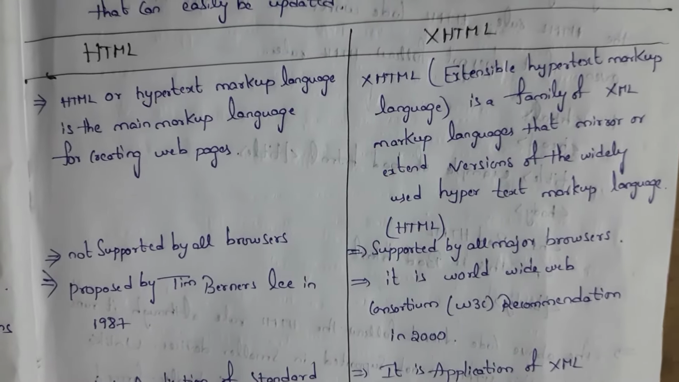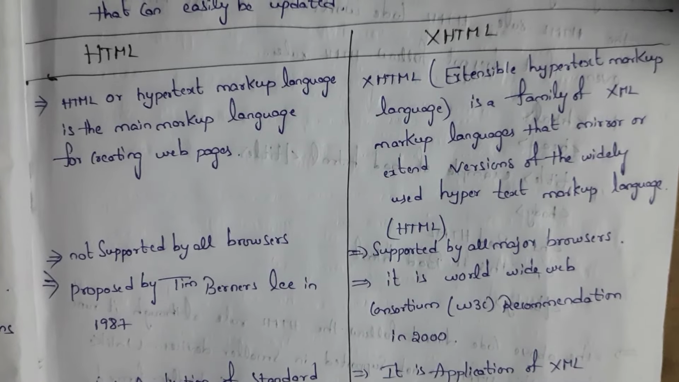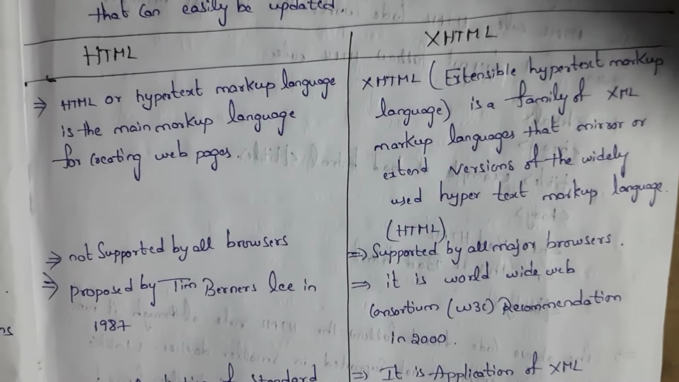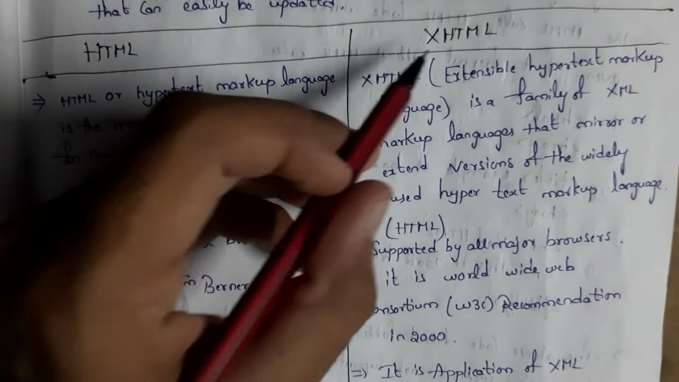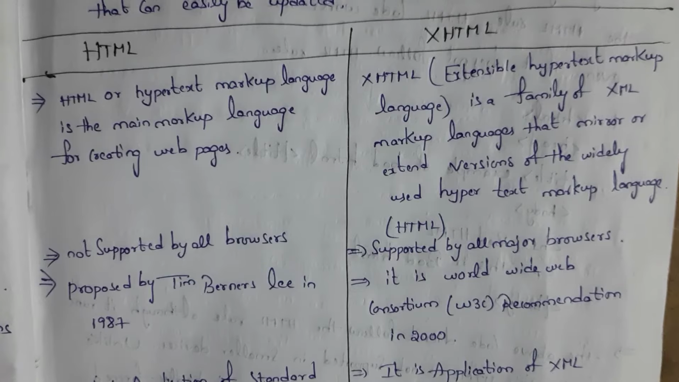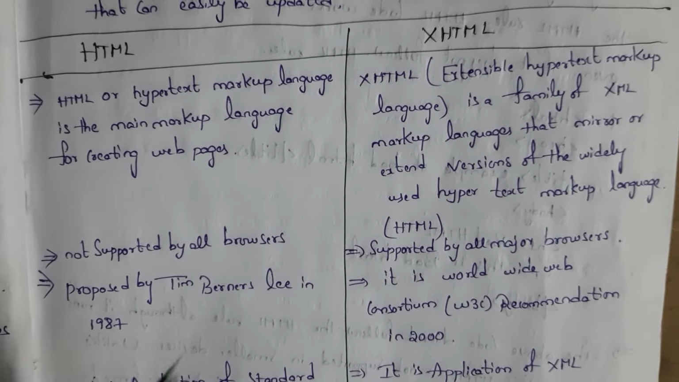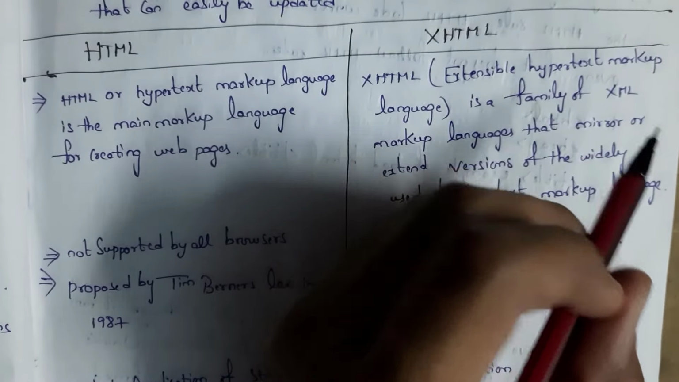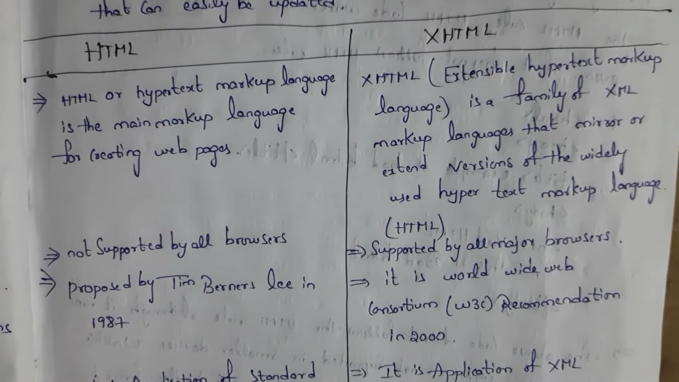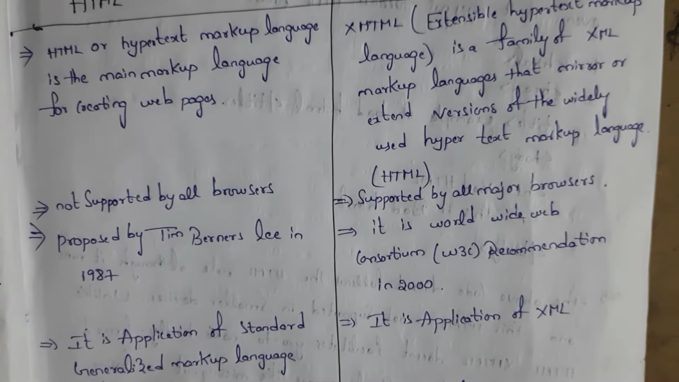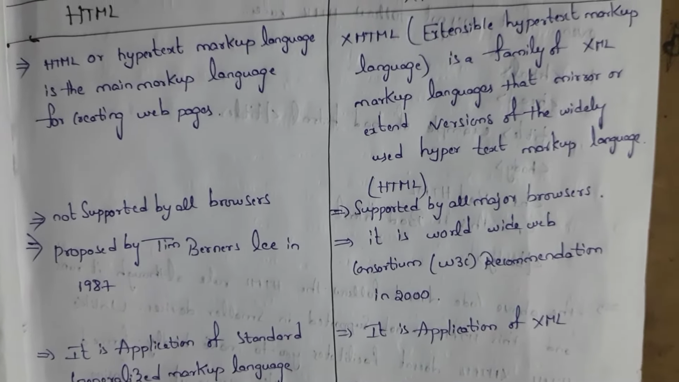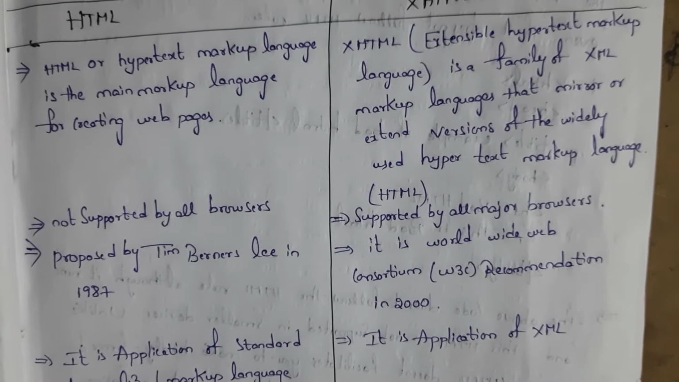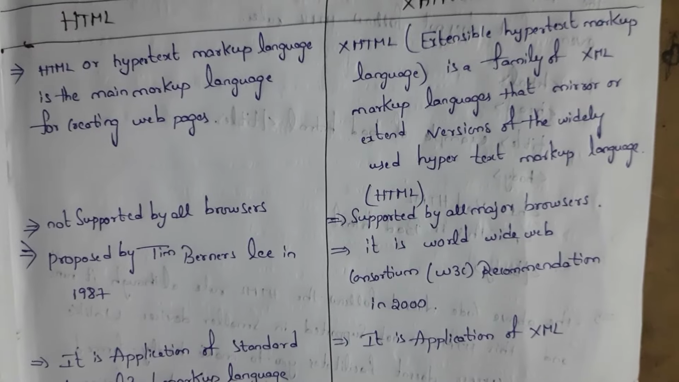I will explain difference between HTML and XHTML. HTML stands for Hypertext Markup Language and it is used to create web pages, whereas XHTML stands for Extensible Hypertext Markup Language. It is family of XML. This XHTML is family of XML, not HTML, and it is extension to HTML. HTML is not supported by all browsers, but XHTML is supported by all browsers, for example, Internet Explorer, Google Chrome, Firefox. It was supported by all browsers.